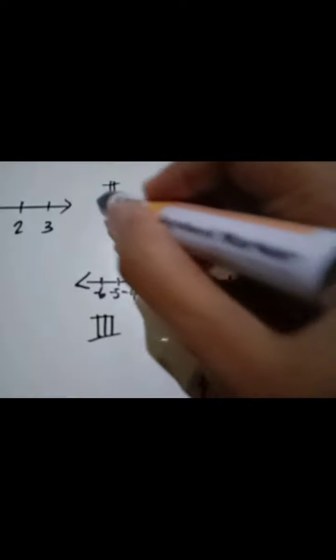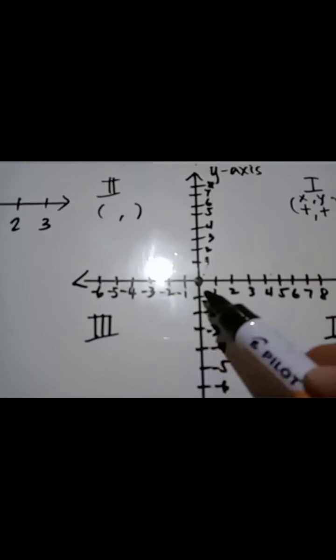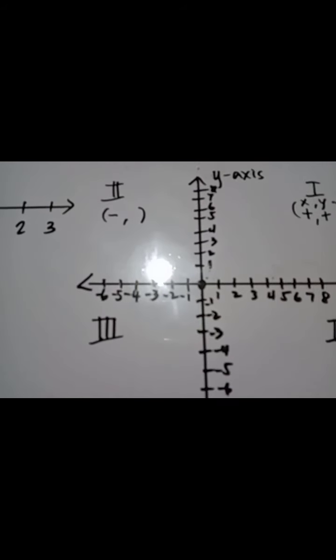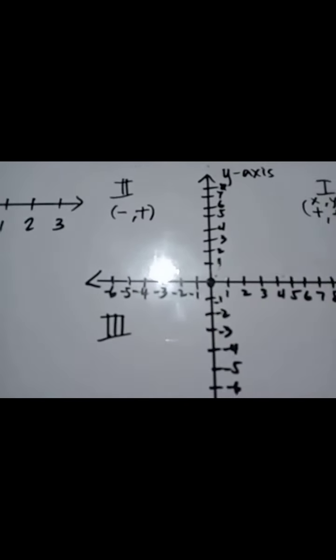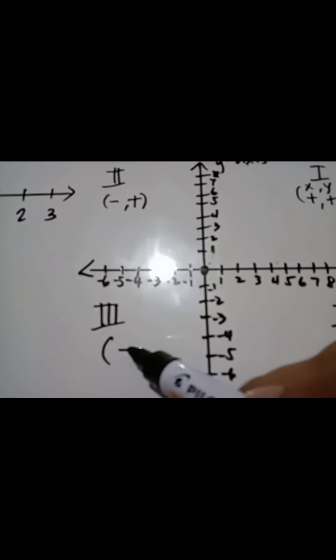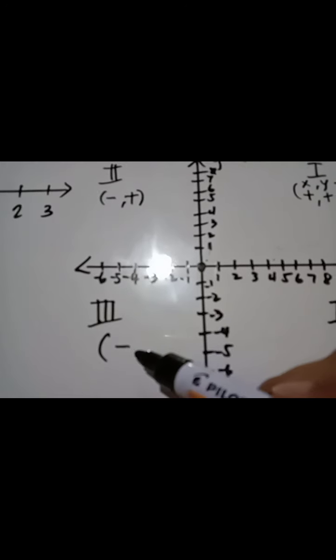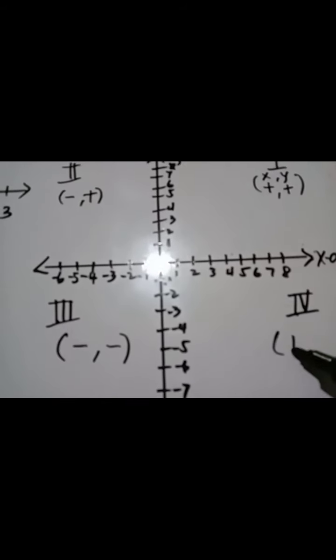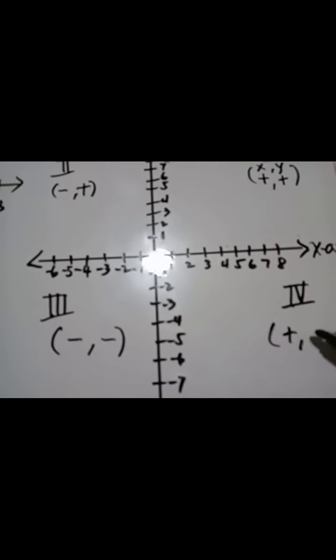Take a look at the second quadrant. The x values are all negative numbers, so you have the negative value of x, and then the y-axis is positive. Take a look at the third one. The x-axis values are all negative, and the y-axis is also negative. Lastly, the fourth quadrant: the x-axis is positive, and then the y-axis values are all negative.